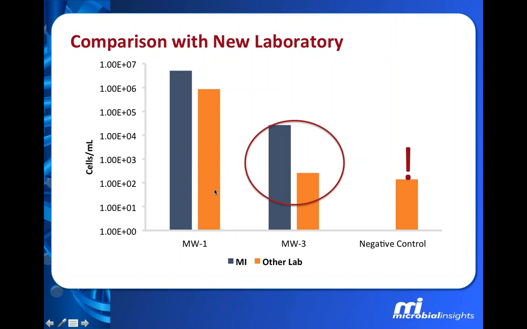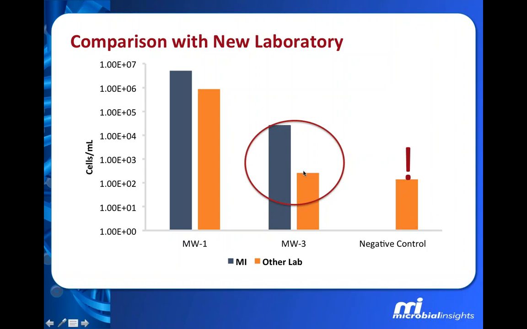So the gray are the MI results, the orange are the other lab, and what we can see is for the highest point, they were off by almost an order of magnitude. For the 10 to the 4 cells per sample, they were off by 2 orders of magnitude. This inaccuracy has consequences. It's the difference between continuing to monitor and re-injecting an electron donor.